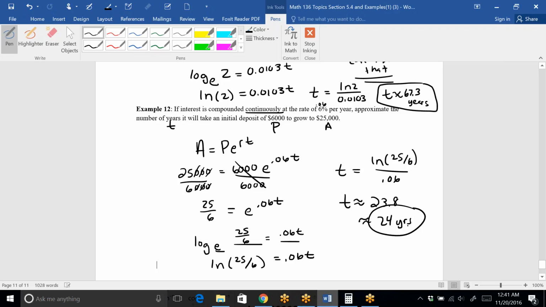So if you have a continuous compounding account at 6% interest and you put an initial deposit of $6,000 down, in about 24 years you will have $25,000 in that account. This one's actually very useful for your real life, especially if you're wanting to save for retirement. So that is the end of section 5.4.